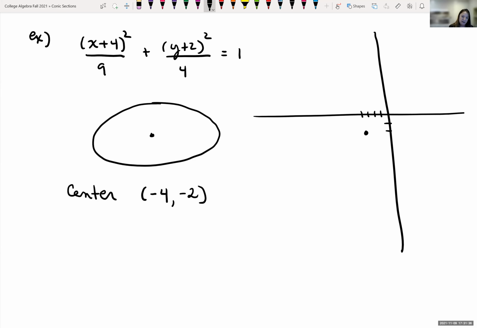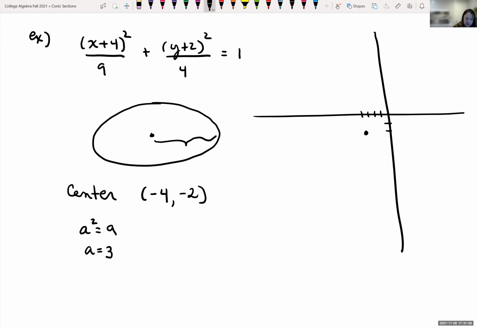And then we can figure out what our vertices are. So A squared is 9. When we look at A, we're not looking at plus or minus because we're thinking of distance. And so when we take the square root, we're just thinking of the positive. So A is 3.